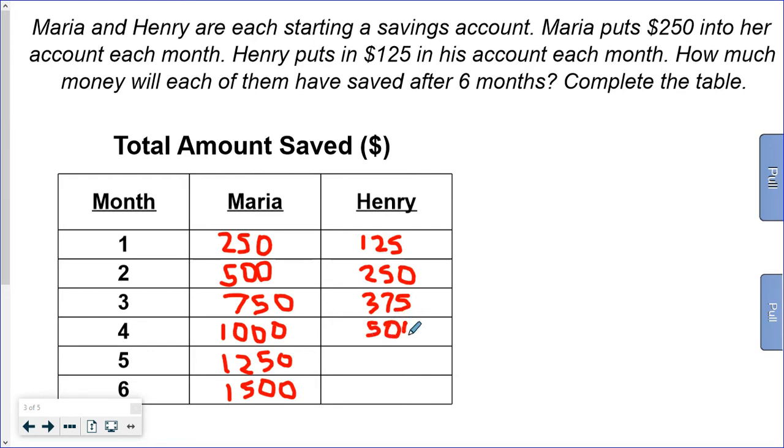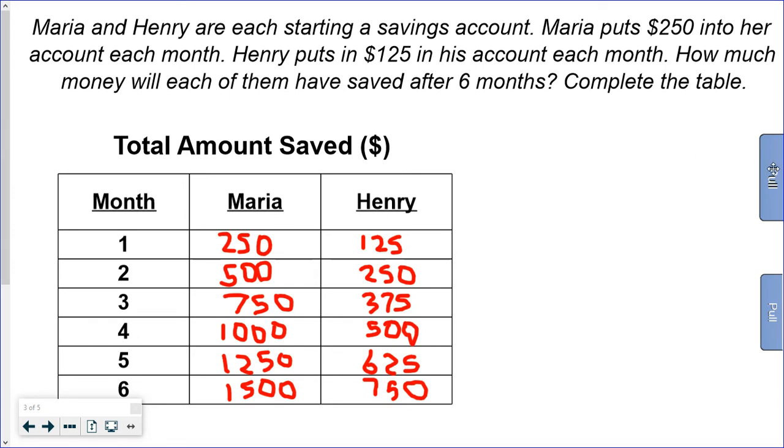And then after that, I'm going to add another one. Sorry about that. My pen is sticking here a little bit. I'm going to add another 125 onto that, and that'd be 625. And then I'm going to add one more 125 onto that, and that's going to be 750. So I'm going to have 750 here. Now, that's how much Henry's going to have in his account. So this is how much I have in Maria's account. This one's how much I'm going to have in Henry's account. So I filled in the table. Okay, so that part is done.